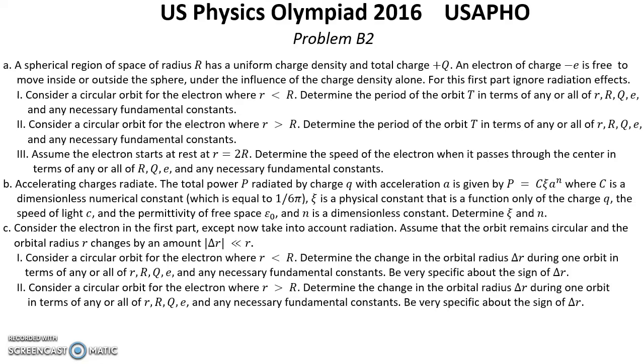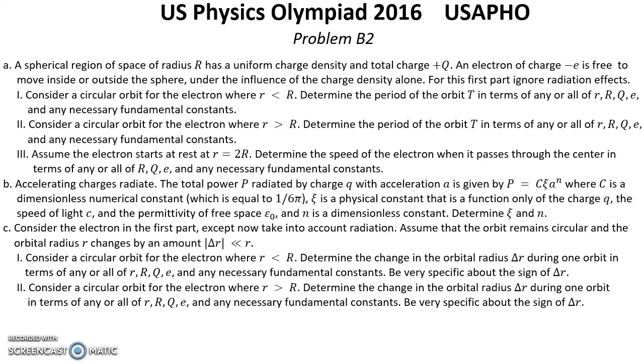Question 1. Consider a circular orbit for the electron where small r is less than big R. Determine the change in the orbital radius delta r during one orbit in terms of any or all of small r, big R, Q, e, and any necessary fundamental constants. Be very specific about the sign of delta r.